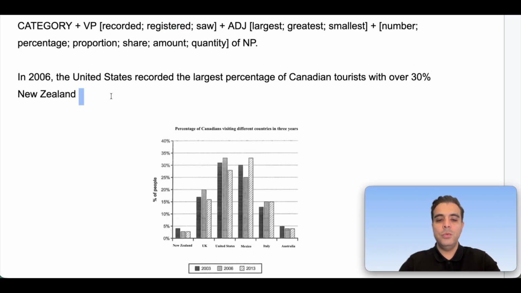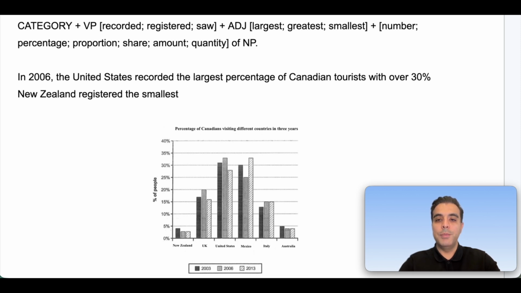This time we can go with registered. So New Zealand registered the, remember, always use a definite article before the superlative adjective. And this time, we're not talking about the largest or the greatest. We're actually talking about the smallest. So we're going to say registered the smallest.